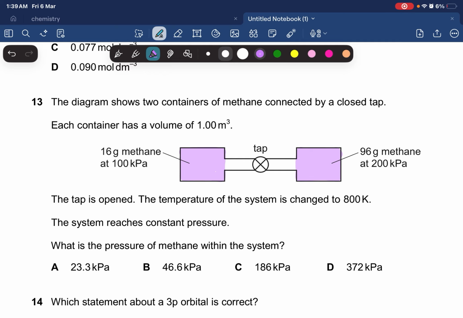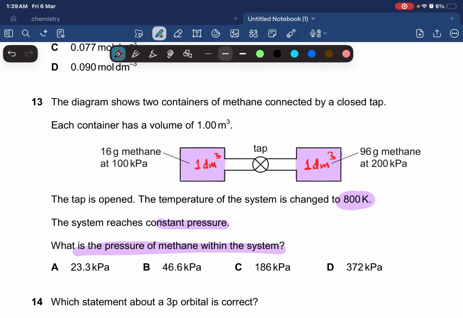Okay, the tap is open, the temperature of the system is changed to 800 Kelvin. The system reaches a constant pressure. What is the pressure of the methane within the system? So now we have a total of 2 dm cube volume, 1 dm cube here and 1 dm cube here, and over here we have 16 grams of methane at 100 kilopascals, and over here we have 96 grams of methane at 200 kilopascals.